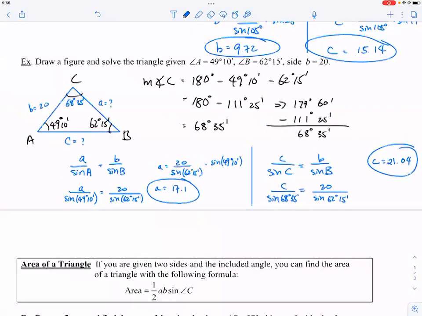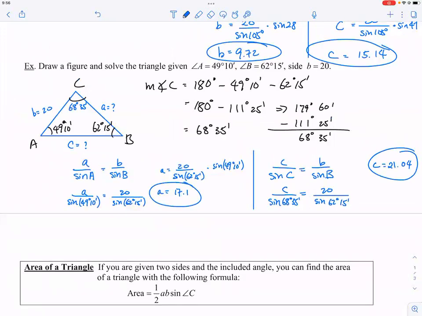Which is slightly longer than B, and that makes sense because angle C is slightly bigger than angle B. Okay, so that's how you make sense of it.